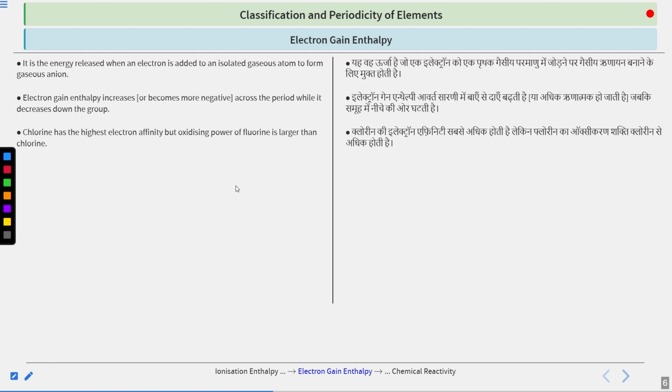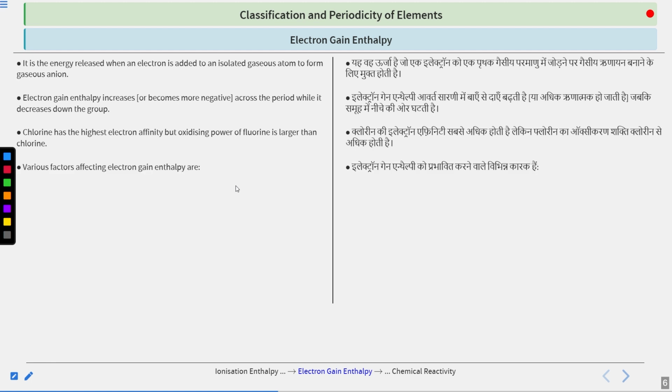Now you will say that fluorine is of the smallest size, so it should have the highest electron affinity. But the problem here is that fluorine has a very small size, so it has to overcome the repulsive force also. Due to that reason, chlorine is comparatively much more suitable for gaining an electron, and hence it has the highest electron affinity. But if you talk about the oxidizing power, fluorine has larger oxidizing power than chlorine.